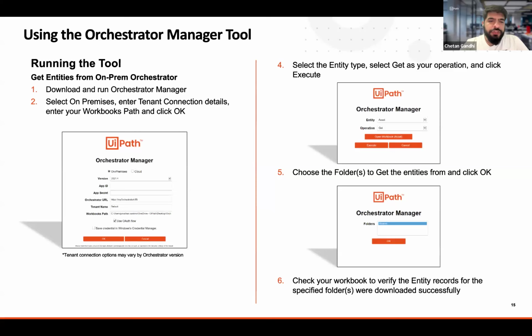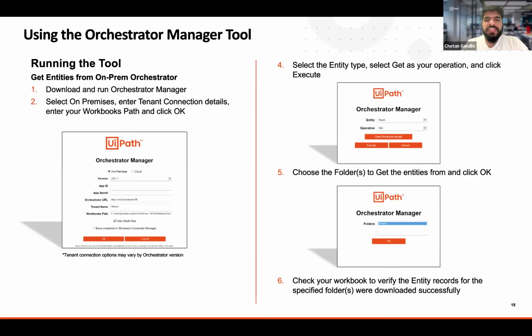The UI is going to look like this. This is the screen that you have. Once you log in there using the app ID and secret ID, you need to provide your Orchestrator URL and then mention the tenant name where you want to authenticate the Orchestrator.